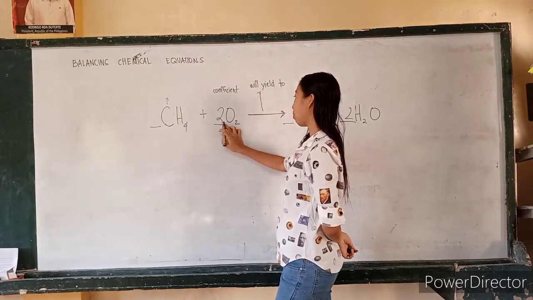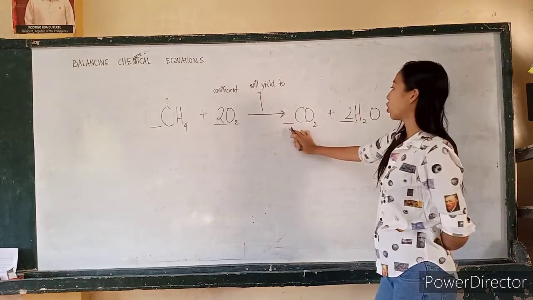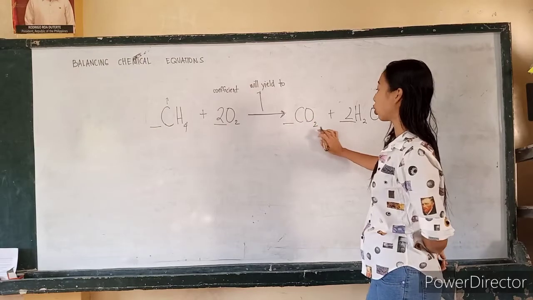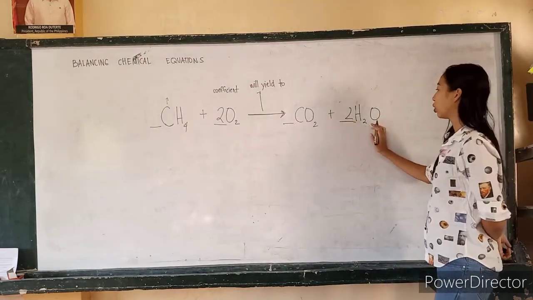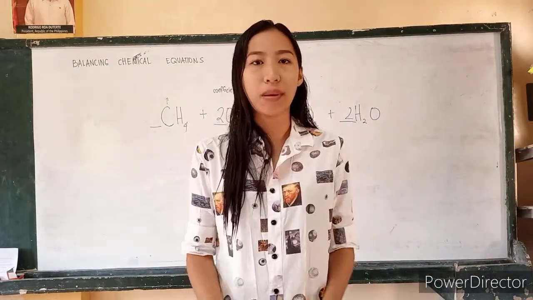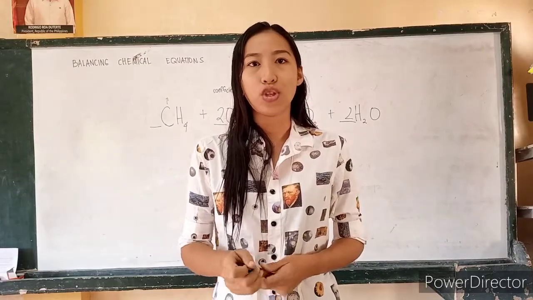The 2, you can change it, but you cannot change the 2. Here, you can change or put a number before your CO2, but you cannot change your 2. And lastly, you can change this number, but you cannot change the 2 in H2O. Always remember that. Now, let us proceed with our balancing of equations.